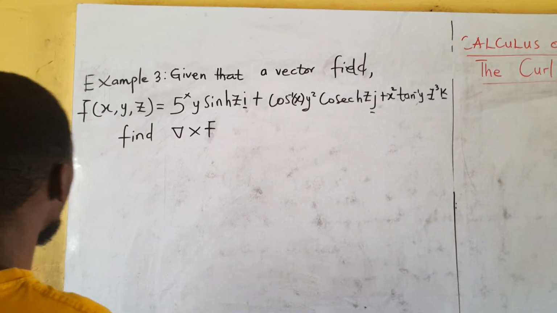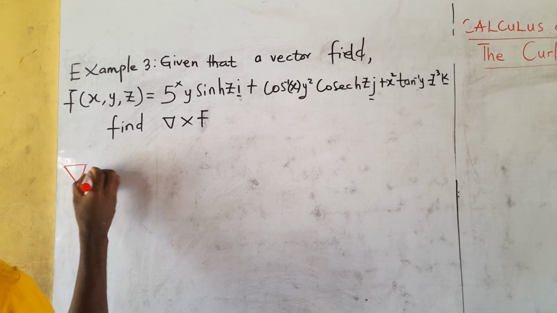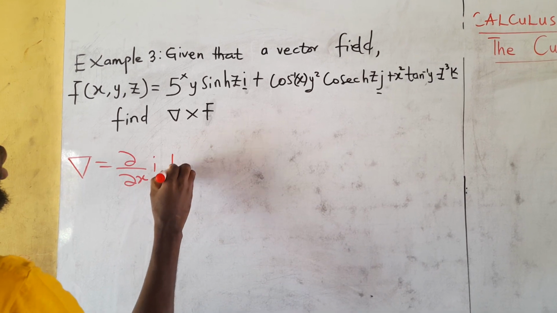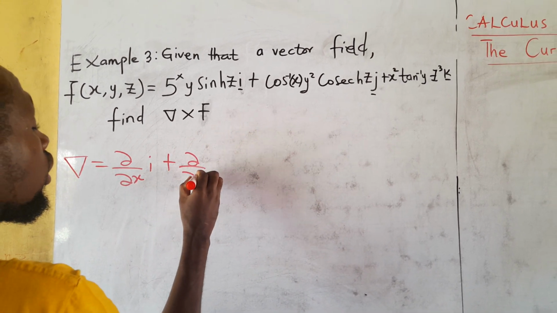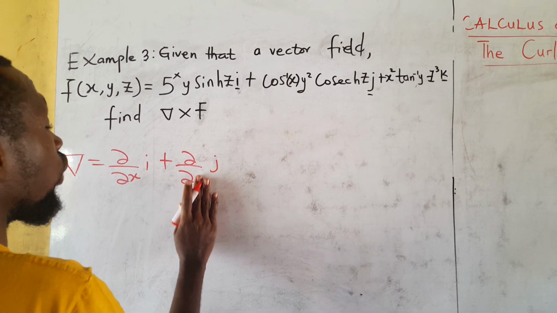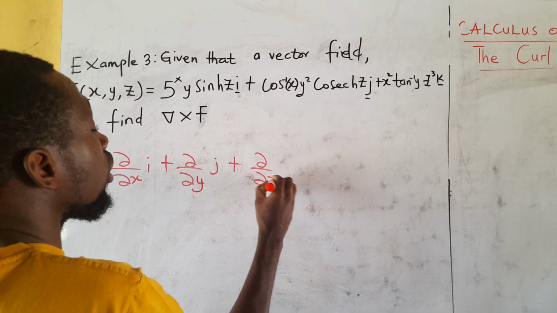So remember, the vector differential operator is giving us del over del x i plus del over del y j plus del over del z k.